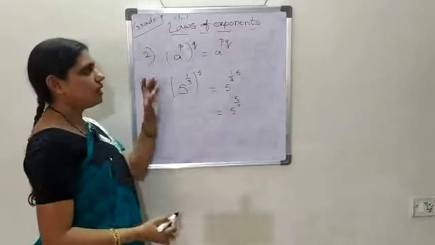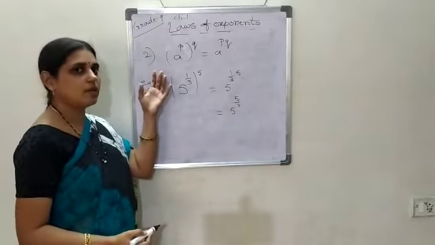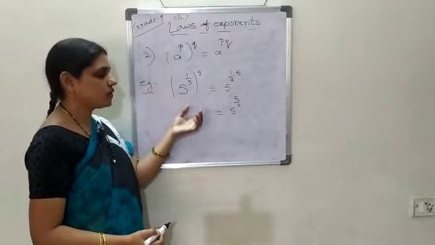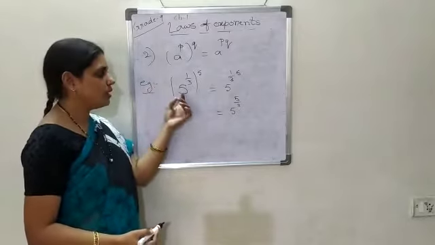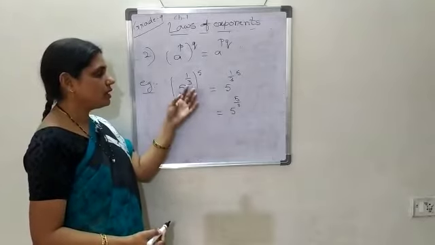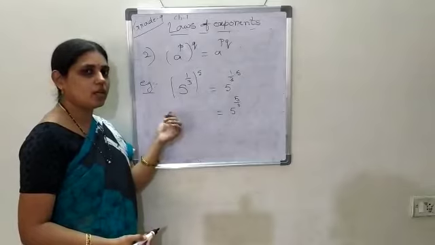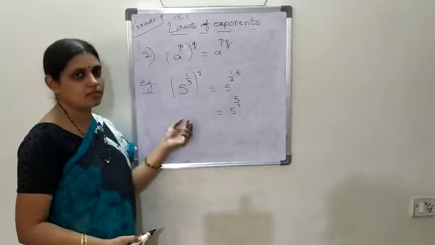Understood? So here a power p whole power q equal to a power pq. Hope all of you understood. So once again you see this example. In the place of p and q, any two rational numbers we can take. You can take your own example and you can try also.